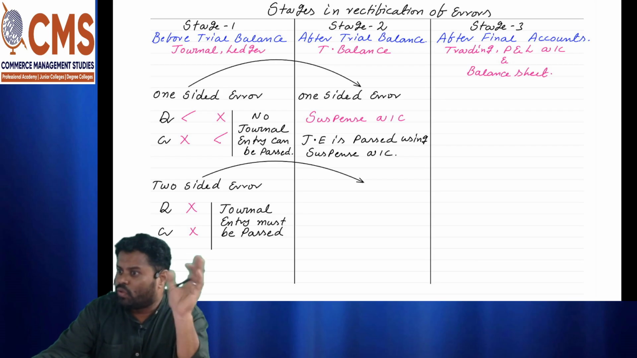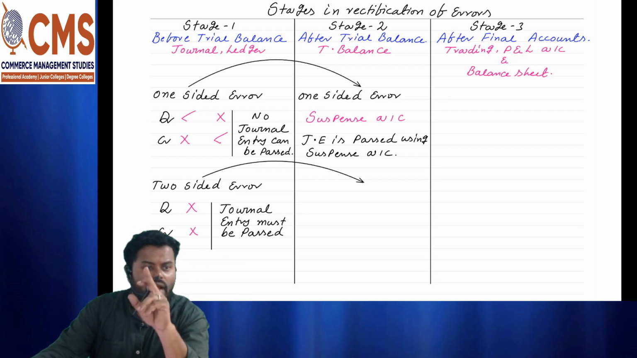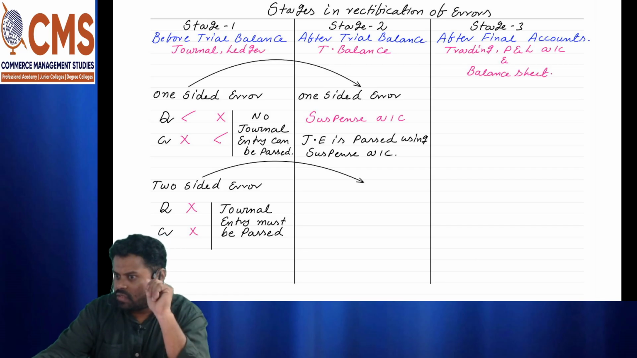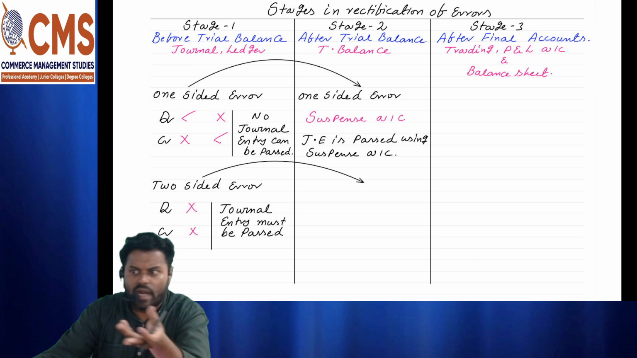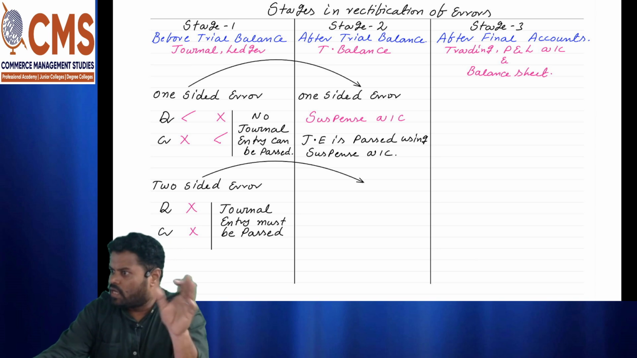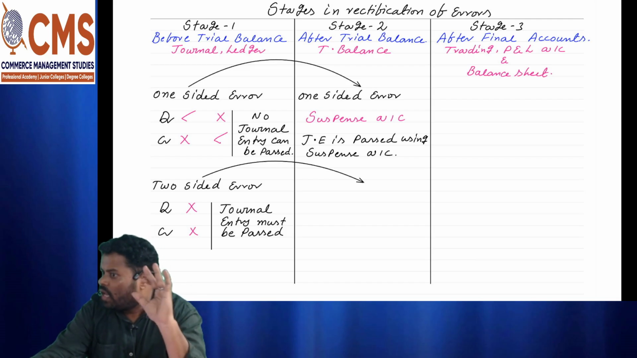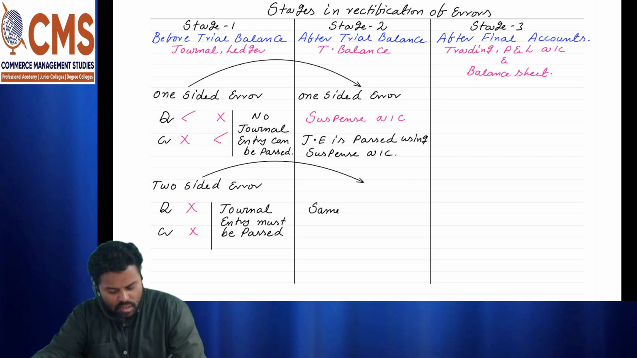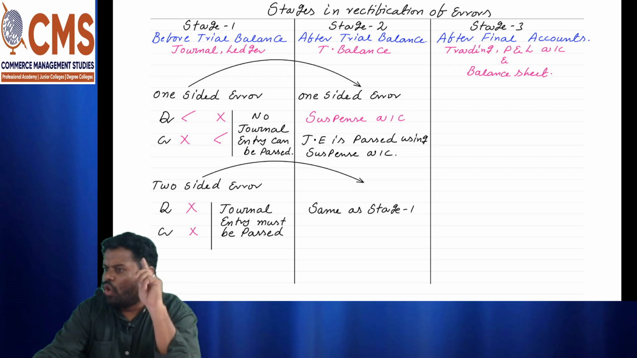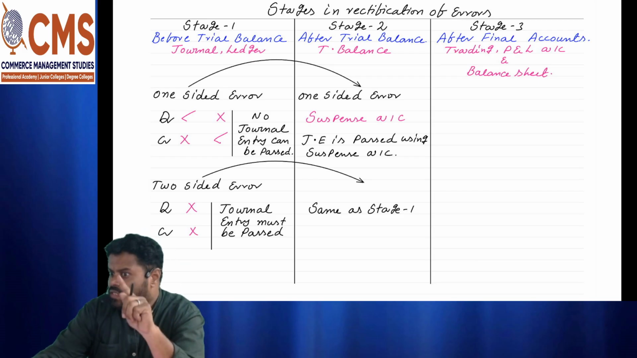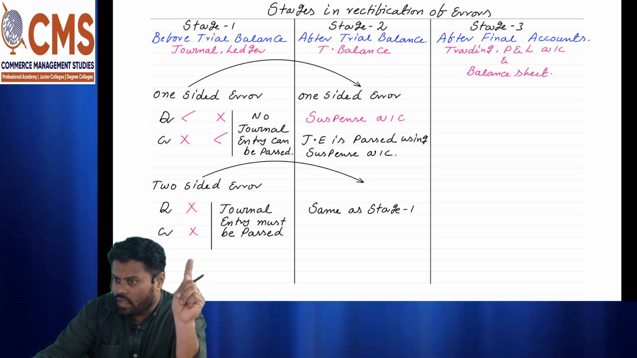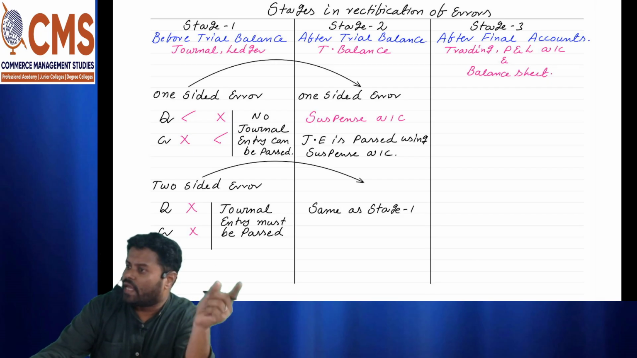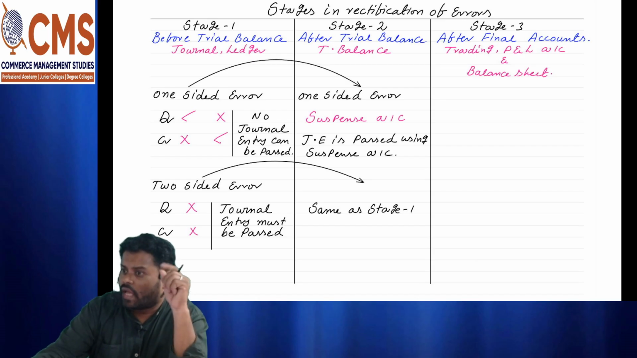Why? The mistake is there on both sides. But instead of writing laptop, if I write it as purchases, will your trial balance disagree? No. Instead of writing laptop, you wrote it as purchase. You maintained a balance between debit and credit, right? Still your trial balance will agree. So, let's write it simple: same as stage 1, no change will be there. The only difference to keep in mind is one-sided errors: in the first stage, no journal entry. The same one-sided error, if identified at the second stage, we have to route it through the suspense account.